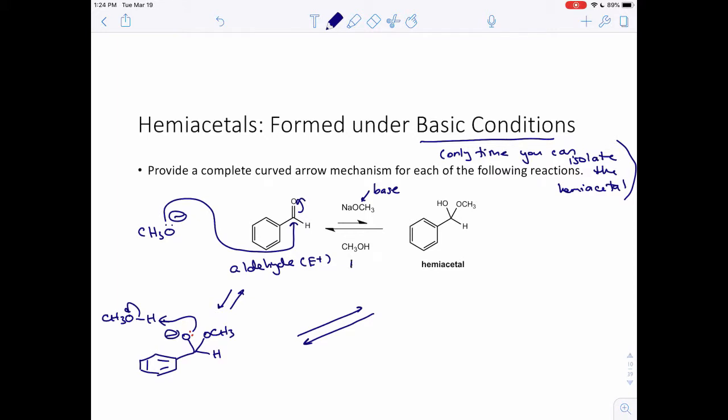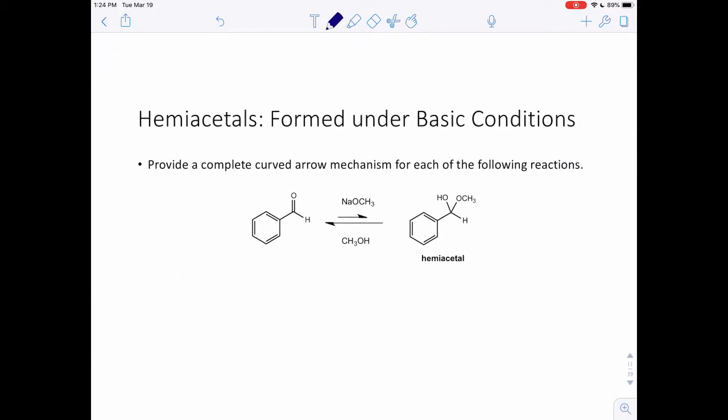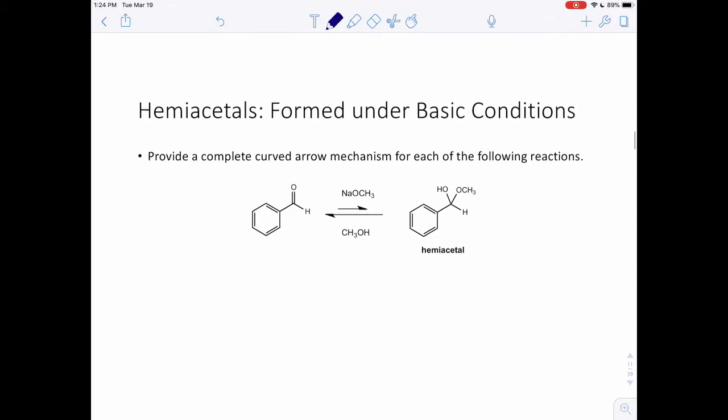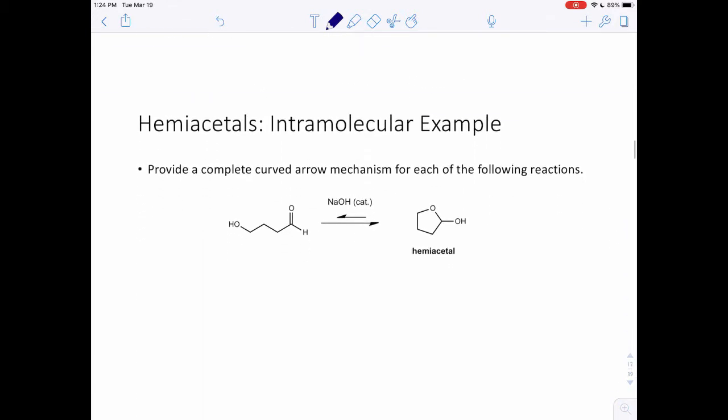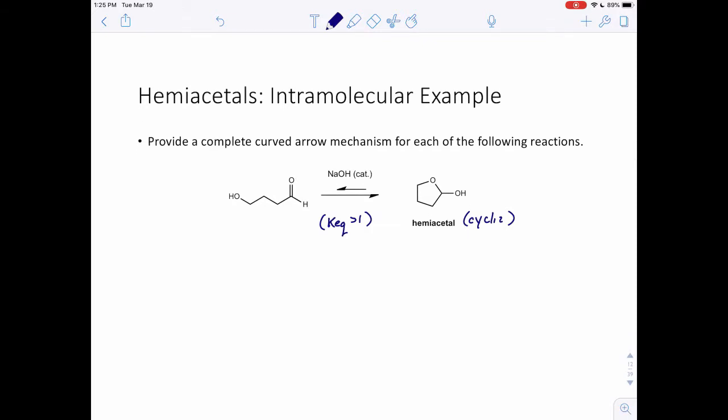Okay, so again, for the hemiacetal formation, the equilibrium constant is usually also less than 1. Except, of course, in the case of the cyclic hemiacetal, in which the equilibrium constant is greater than 1. Okay, so the cyclic hemiacetal, and as I've mentioned, we're going to talk about this a lot towards the end of the class. So you should pause and see if you can draw this mechanism.